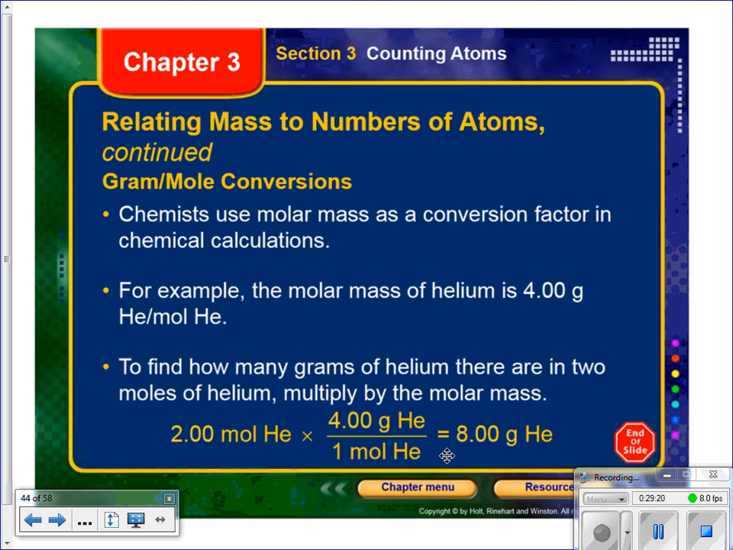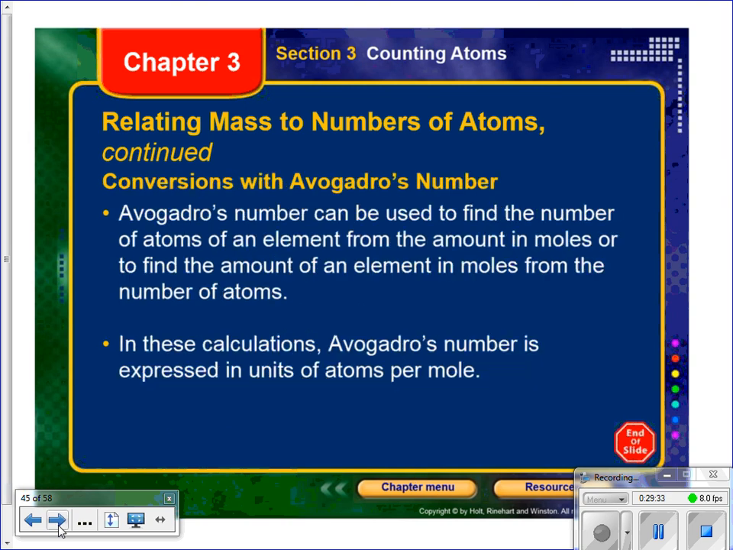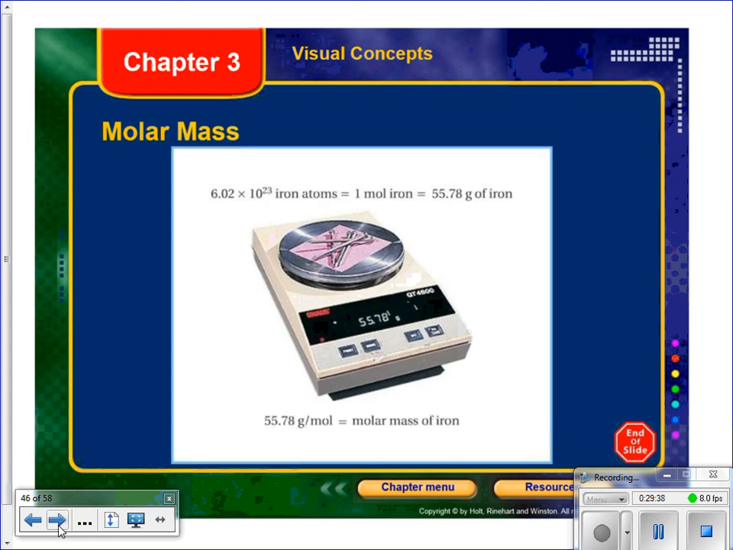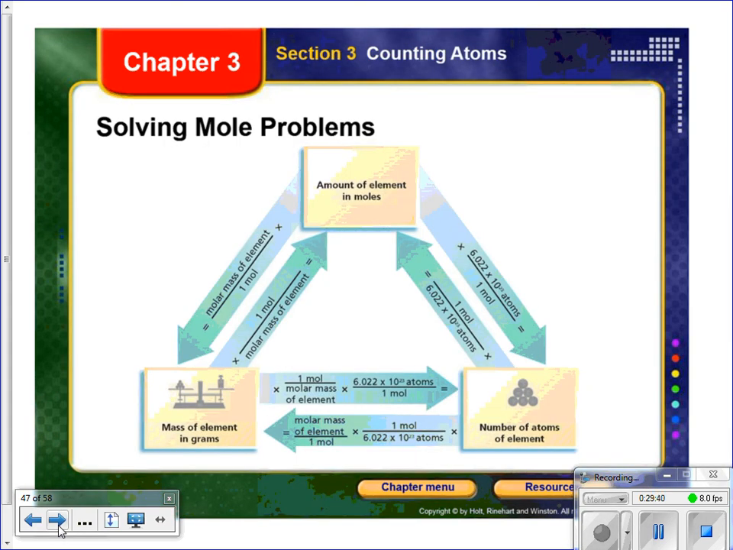I'm going to do this in a separate video to show you how to do this. So I'm just going to click through the rest of these slides. If you want to look at them, you're more than welcome to. You might want to pause the video. This mole triangle, you're more than welcome to use it anytime you want to. Some people like it, some people can't figure it out, but I'll go over it more in the next video.